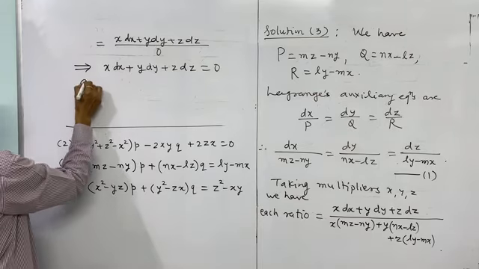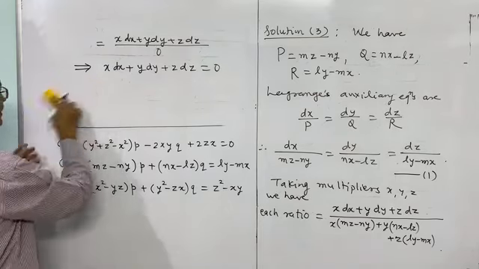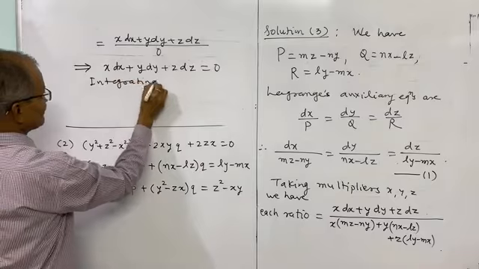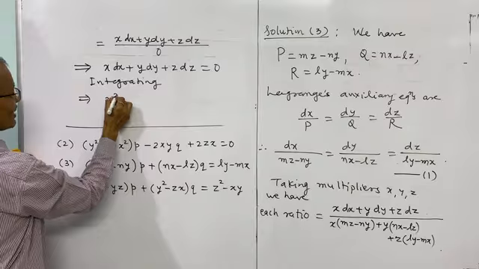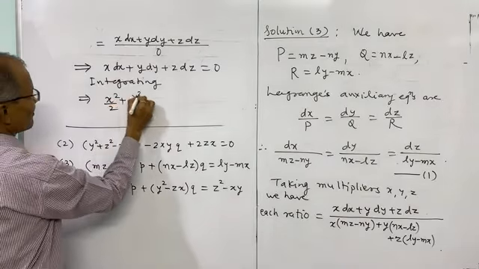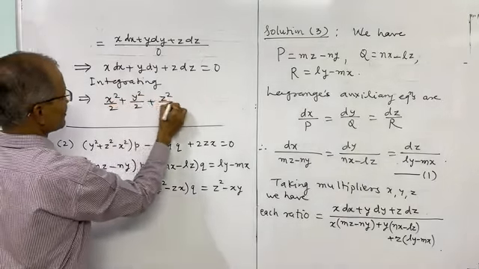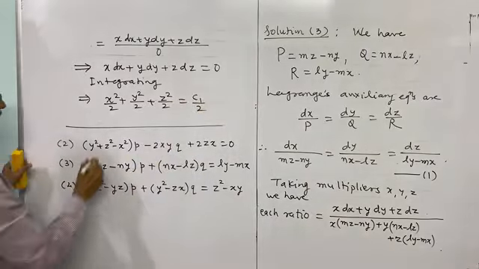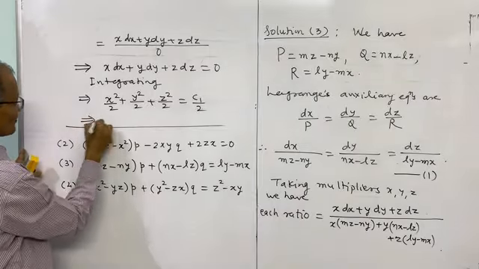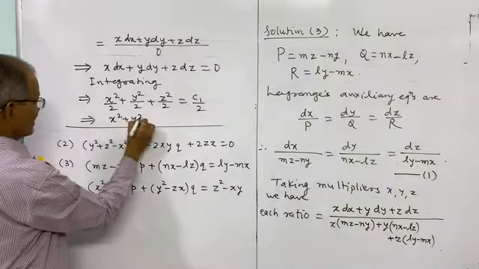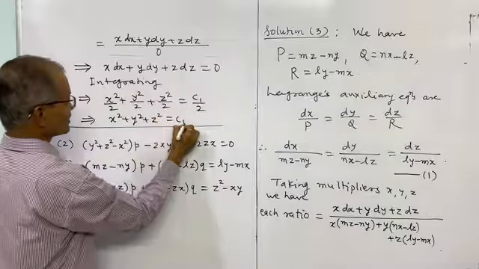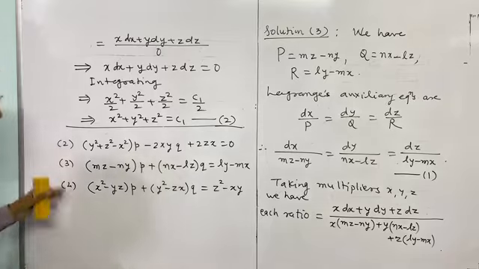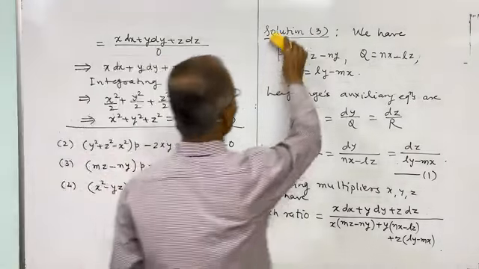On integrating, we get y square by 2 plus z square by 2 is equal to c1 by 2, and we cancel throughout 2, and that implies x square plus y square plus z square is equal to c1, and this is our first solution. We refer to this as second. So thus we have used the method of multiplier.